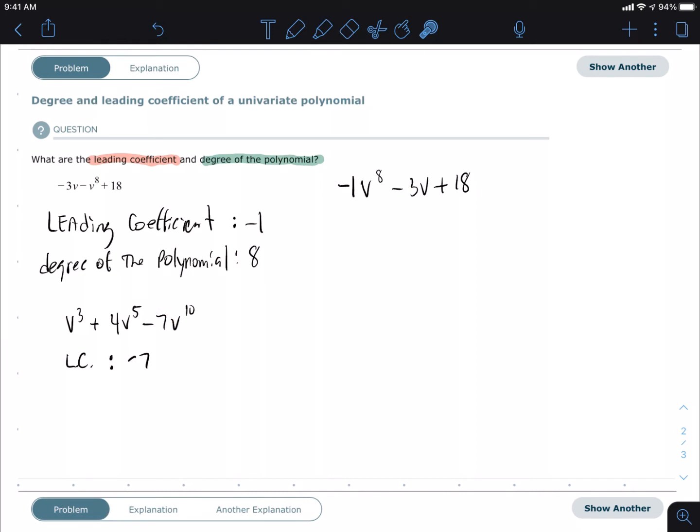Yes. All right, so the degree, I'll just do it this way. The degree of the polynomial is what then? It should be 10, right? Because it's going to be the highest power of that polynomial. Okay, here, let me do another one.